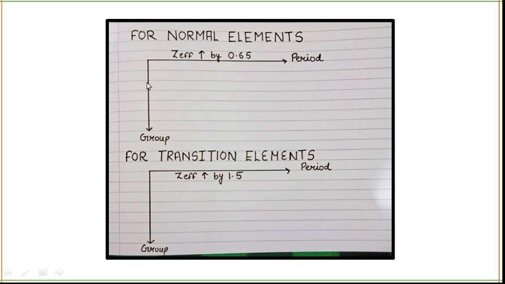When you move along a period, the value of Z effective increases by 0.65 in case of normal elements, in case of S block elements and in case of P block elements. While for the transition elements, for the D block elements, along the period Z effective increases by 1.5. I repeat, you have to remember these values because this will help you to solve the questions.